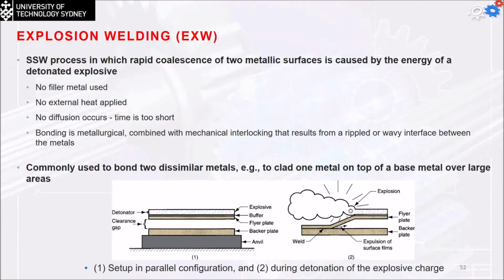Usually it's used for two dissimilar metals, for example, to clad one metal on the top of the base metal over large areas.